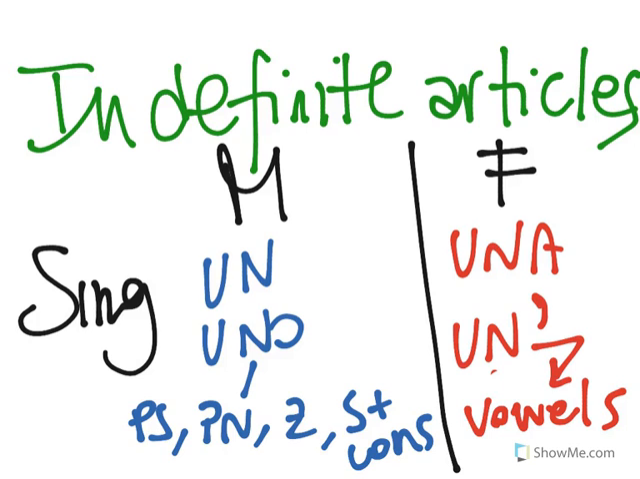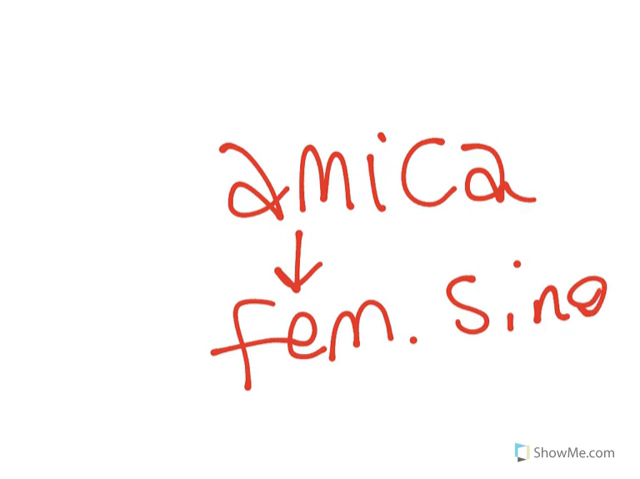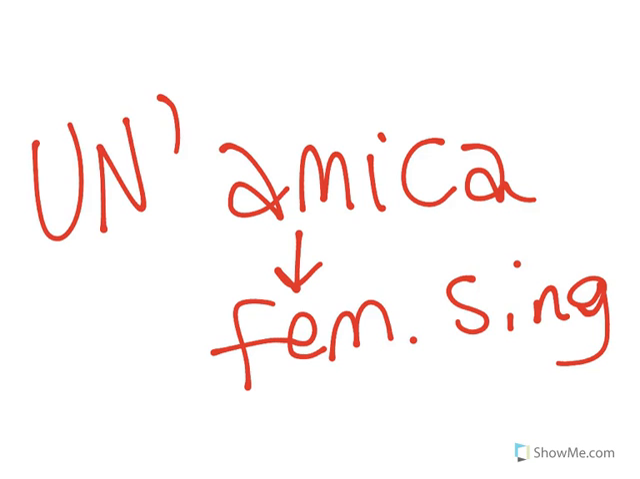Instead, for the female gender, we will use the indefinite article that precedes a female singular noun, una, and we will only use un' in front of feminine singular nouns that start with vowels, like in this example, amica, again, female friend. This is a feminine singular noun. If we want to say a friend, we would say un'amica.